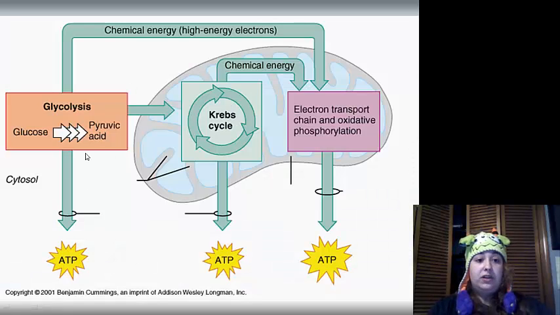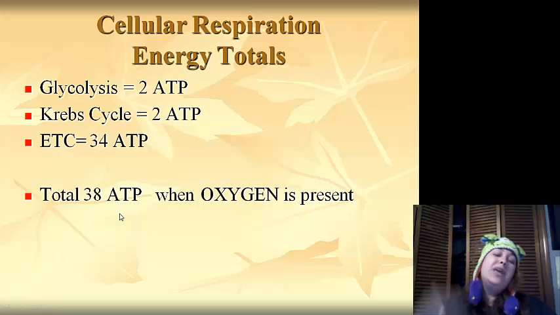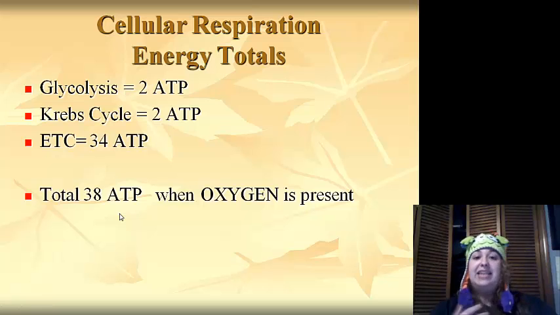So, overall, glycolysis, we get 2 ATP. Krebs cycle, we get 2 ATP. And then we get 34 ATP with the electron transport chain. Break it down again. Total of 38 ATP when oxygen is present. That is awesome.